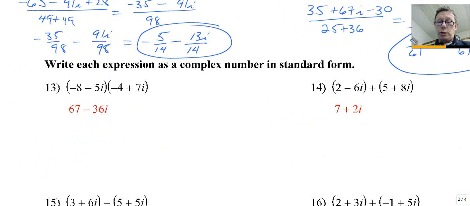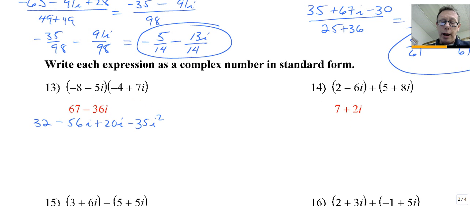The next one is just a FOIL method using complex numbers. So I'm going to take a negative 8 times a negative 4. That's a positive 32. A negative 8 times 7, that's a minus 56i. Now I have a negative 5 times a negative 4. That's plus 20i. And I have a negative 5 times the 7. That would be a negative 35. And I have i squared.